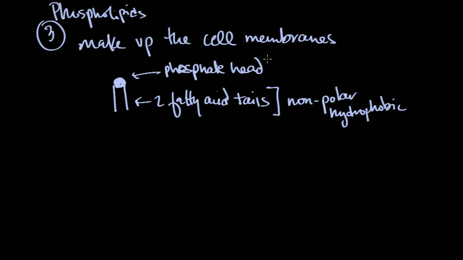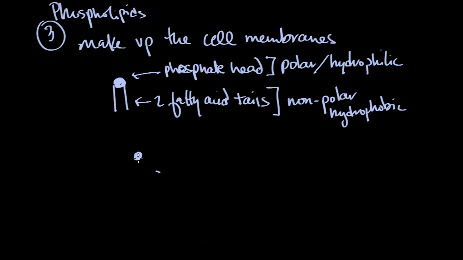And the phosphate head is actually polar, and therefore hydrophilic. What that means is that the phospholipids actually have two ends to them, and the nonpolar hydrophobic part is to the inside of a cell membrane, whereas the phosphate head is to the outside. Remember that all living things live in an aqueous solution, mostly made up of water. So the phosphate head is on the outside.